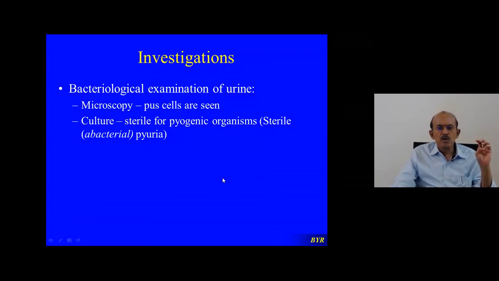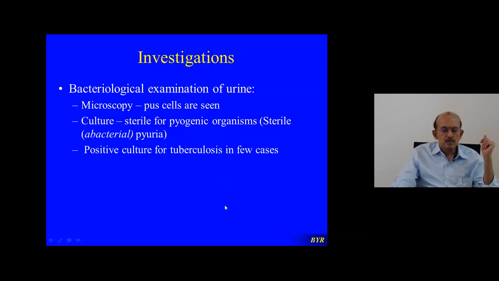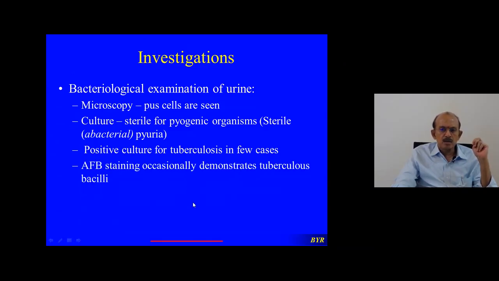So usually you go for nutrient agar culture. That will show only pyogenic organisms. So pyogenic organisms are not present, but pus cells are plenty in the urine. That means it is not because of a pyogenic organism, but something else. That is tuberculosis. Then when you subject the urine to culture in LJ medium, you may see tuberculous bacilli growth only in a few cases, not in the majority of cases. AFB staining occasionally demonstrates it.